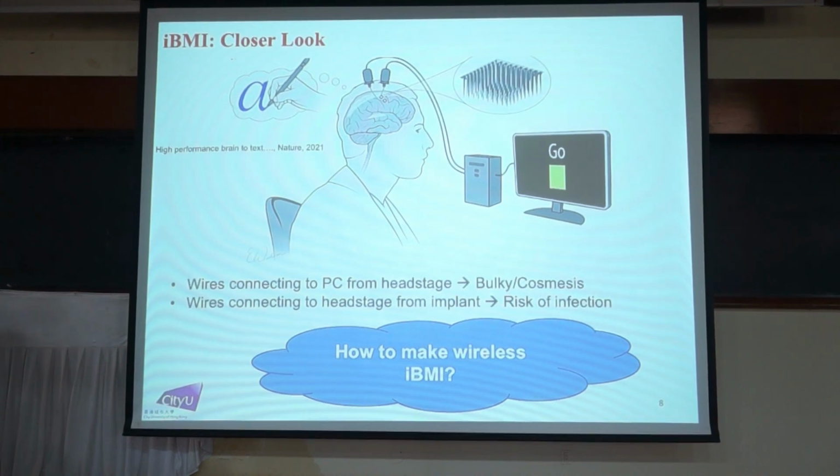These are very bulky. It does not allow the patient to move. So Arun was talking about removing these wires. There are also wires connecting from this head stage down to the implant, which means the head stage always has to be there. There has to be an opening over here, and that always keeps a risk of infection. So generally what we hope to do is remove all of these wires and go towards a wireless iBMI. That would be ideal for the patient.